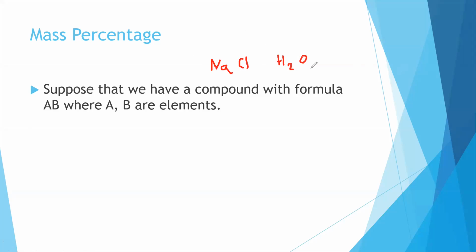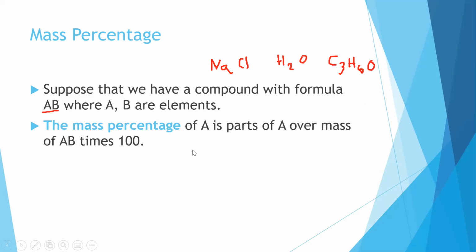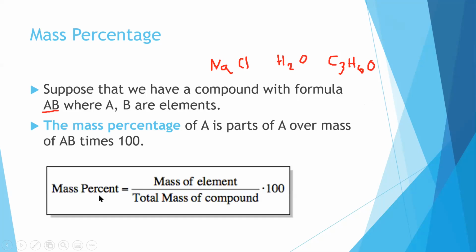And we can even do this for compounds with 3 or more elements, like C3H6O. This is just a general form, so it's easier for you to interpret. I could give you a precise definition later on. So the mass percentage of A, like we talked about last time, is the mass of A over the total mass times 100. It's this simple calculation.